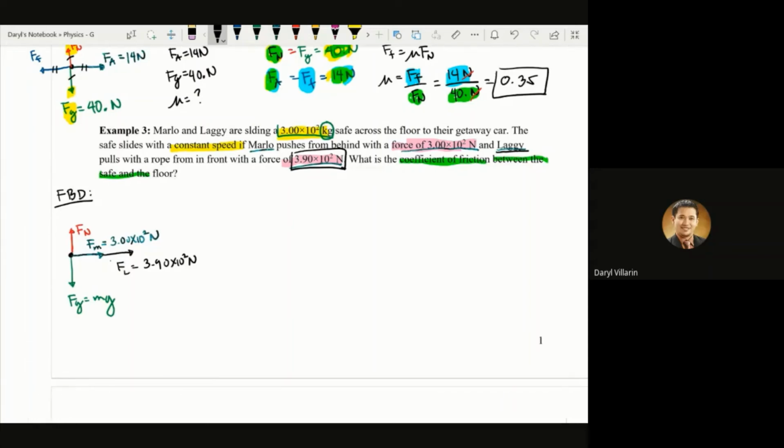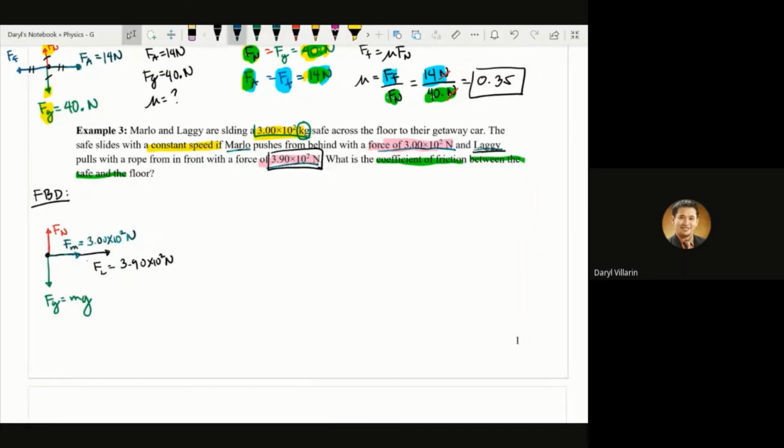And lastly, you have the frictional force. That should be in the opposite direction of your motion. Again, if the object is moving to the right, movement in the same direction as your applied forces, so FF would be in the opposite direction, but parallel to the surface. So this is my FF.